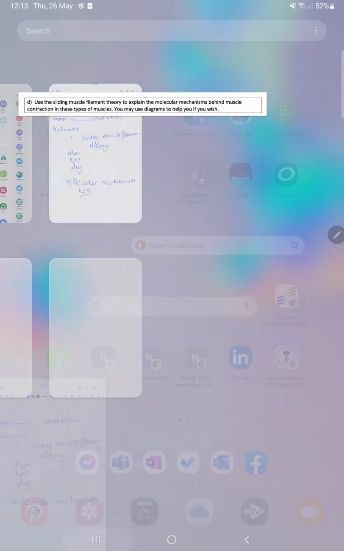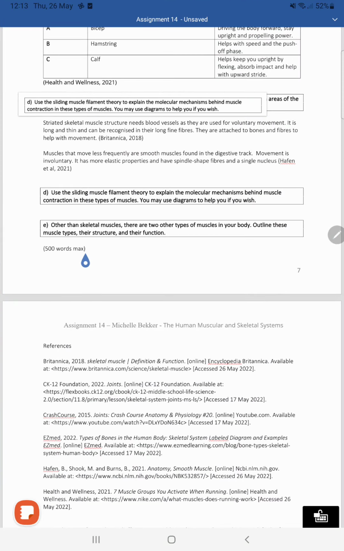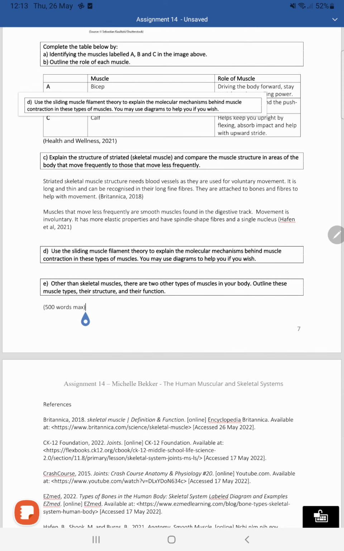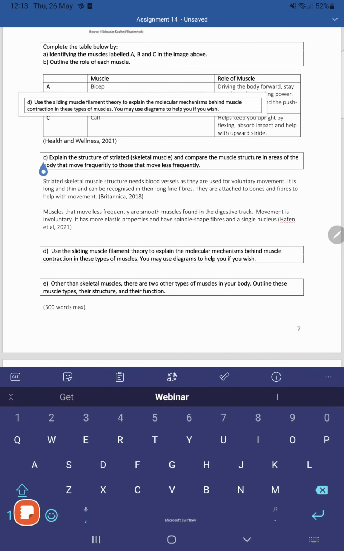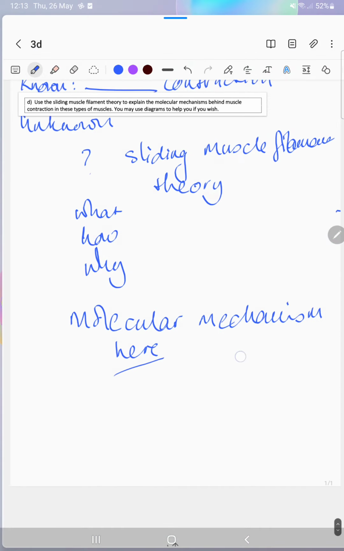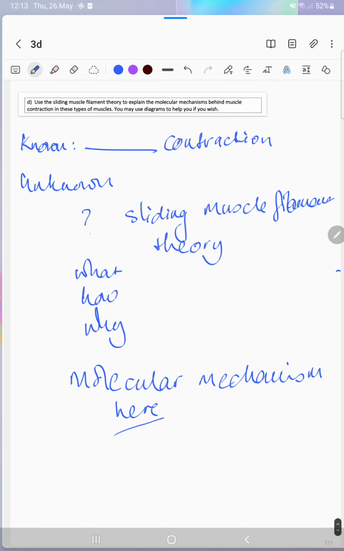So what we're going to do is go back to the original question. And they're talking about here the structure of striated muscles to ones that move less frequently. So smooth and striated, that I know. Good. So they want to know sliding muscle filament theory for smooth and striated.